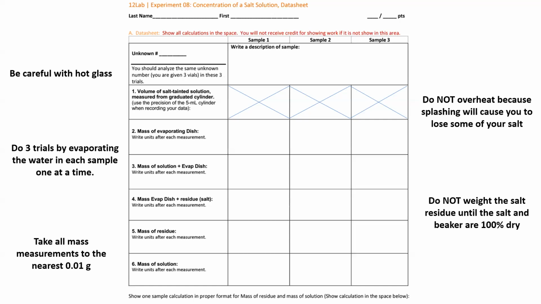And make sure not to weigh the salt residue until the salt that's left behind in your beaker or your evaporating dish is 100% dry. If there's any steam on the sides of the glass, if there's any water at all left behind, that's going to give you an erroneously high mass of salt, when it's really not the mass of salt, it's the mass of the water plus the salt. So you want to make sure it's completely dry before you take that final measurement of the salt residue and the beaker or evaporating dish.